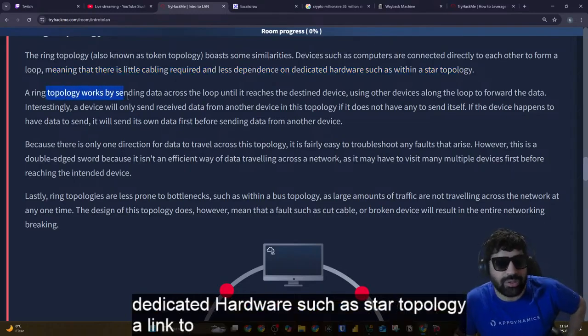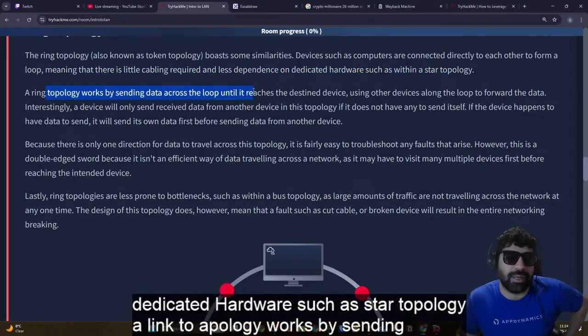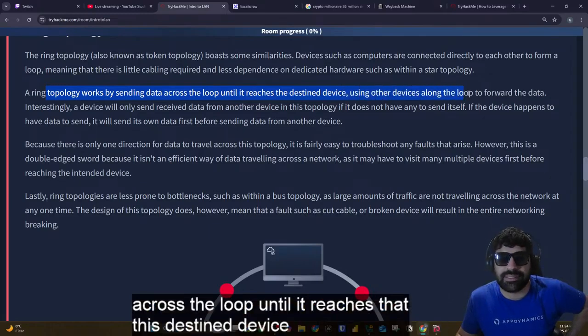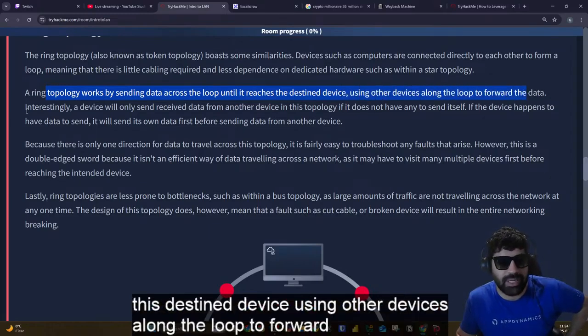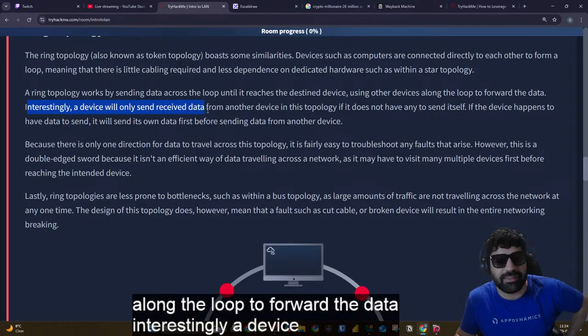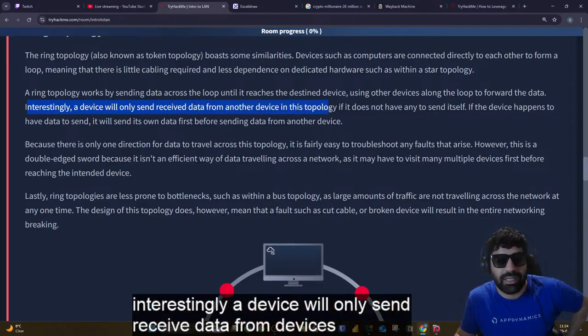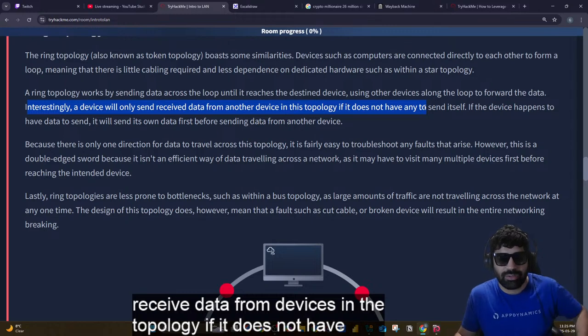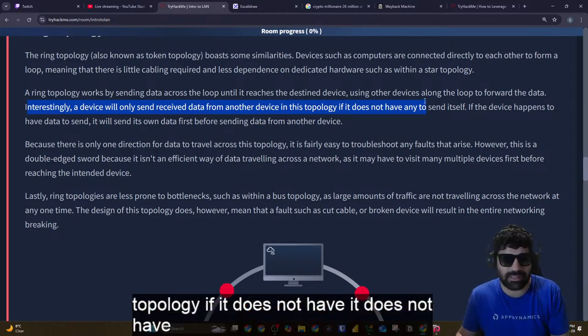A ring topology works by sending data across the loop until it reaches the destined device, using other devices along the loop to forward the data. Interestingly, a device will only send received data from other devices in the topology if it does not have any to send itself.